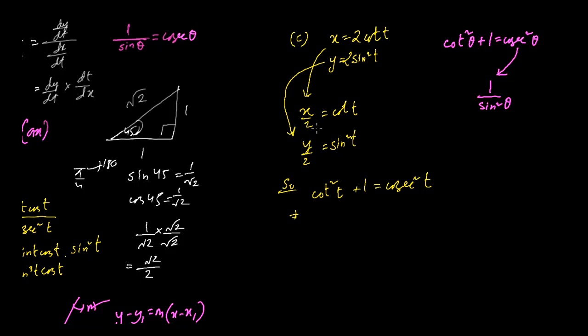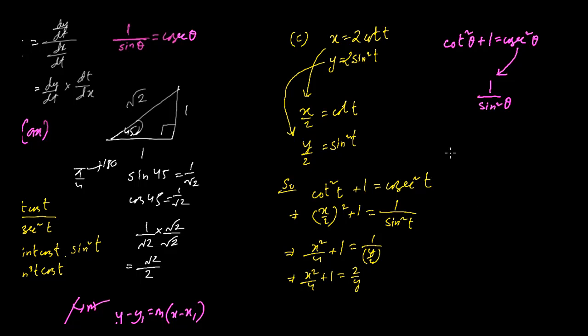So at cot squared we can just plug in x by 2, so x by 2 whole squared plus 1 equals, at cosec squared we can write, cosec means 1 by sine squared t. That means x squared by 4 plus 1 equals 1 by sine squared, we can put y by 2. So that means x squared by 4 plus 1 equals 2 by y.